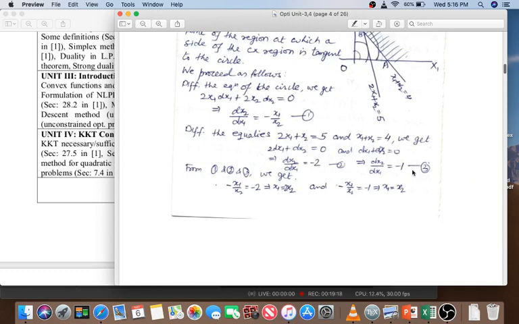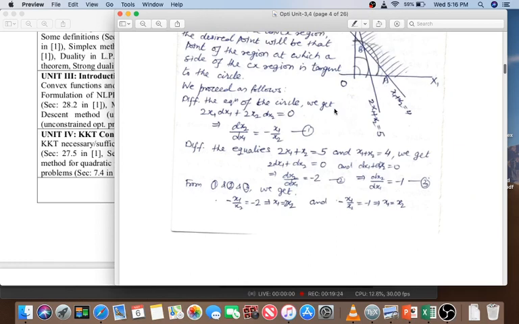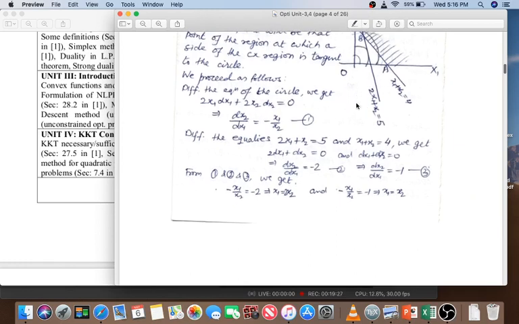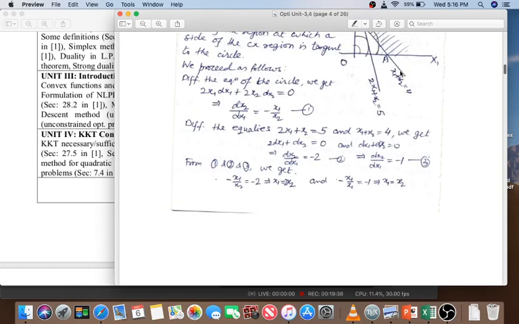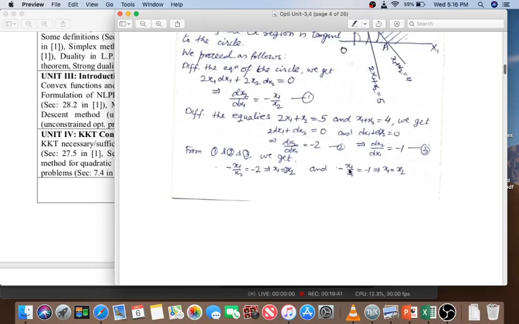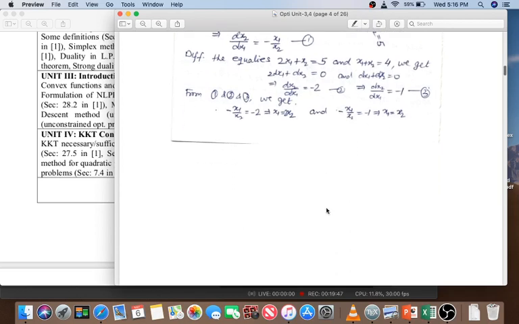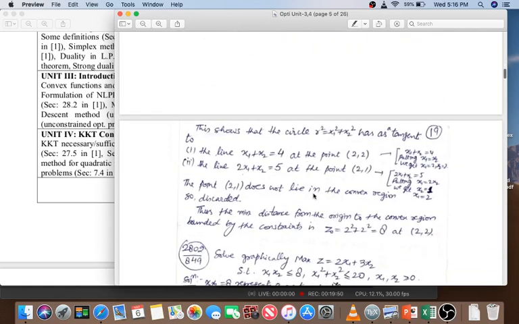Now from 1 and 3 we can see, when the circle touches these two lines, either it will touch this or it will touch this. When it is touching the first line, the slopes will be equal, minus x1 over x2 is minus 2, which gives you an equation. Or if the circle touches the second line, x1 plus x2 is equal to 4, in that case we take the slope as equal, which gives you this equation. So you got 2 points from 2 equations, and this shows that the circle is tangent to the line x1 plus x2 is equal to 4 at the point (2, 2).